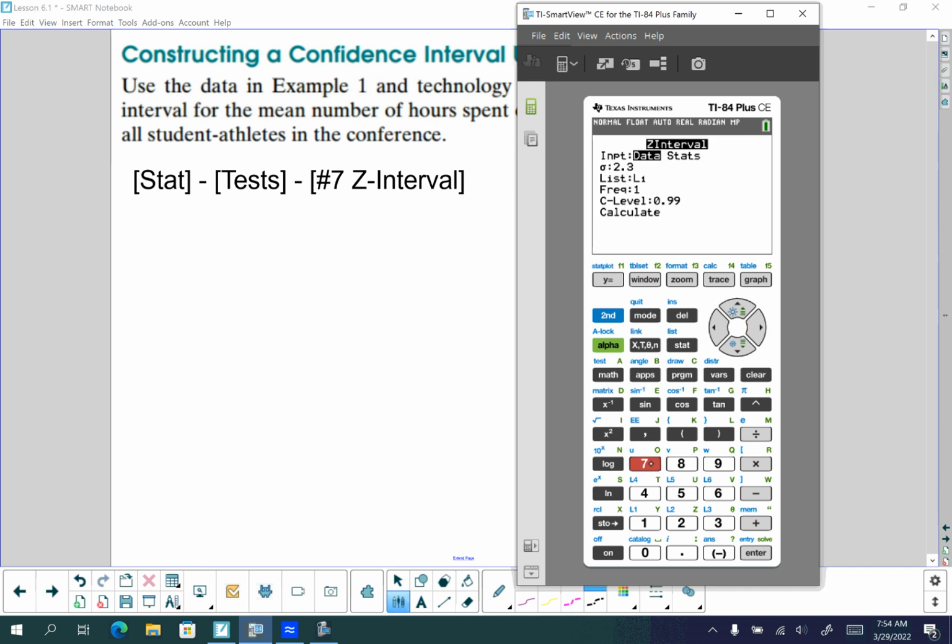Z interval because we're using our Z critical values for a test like this. When we do section 6.2, we'll do another type of interval, a T interval. So you'll have to know which one to choose from.